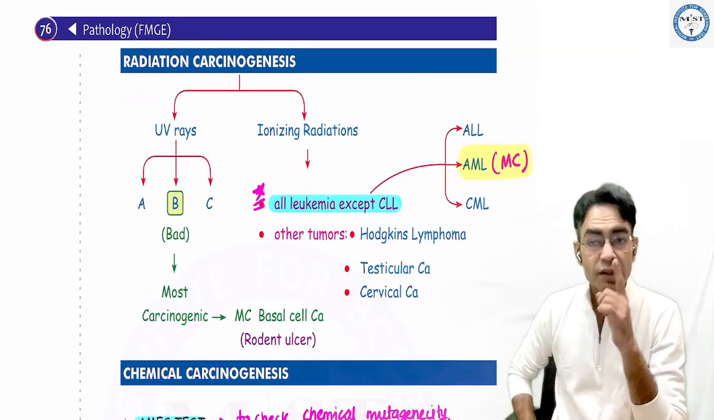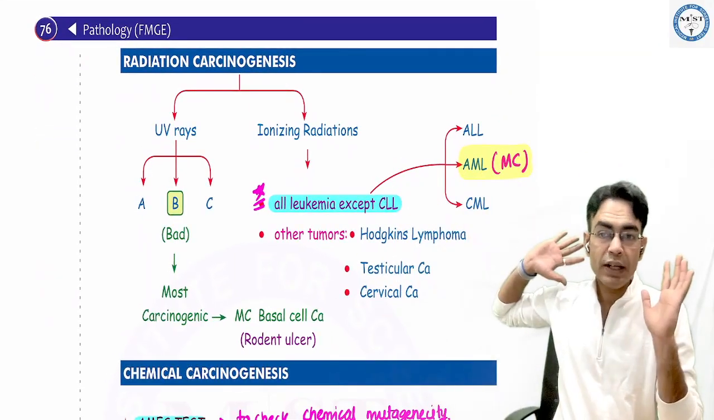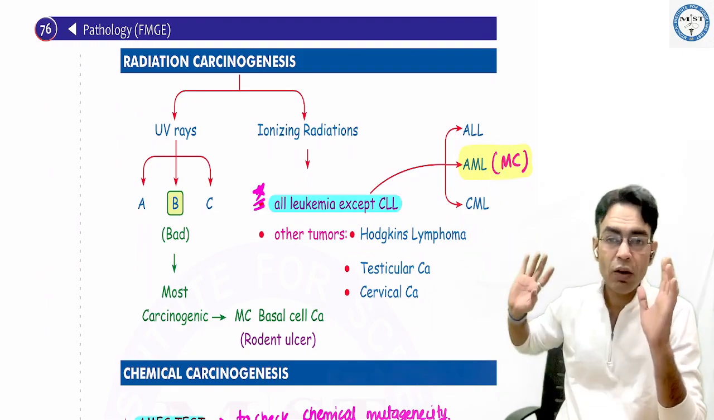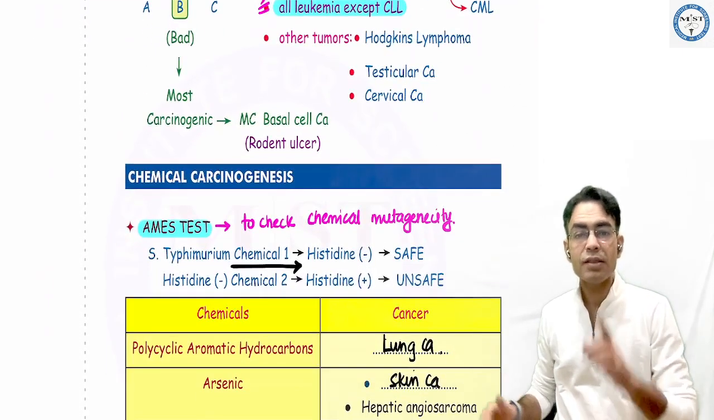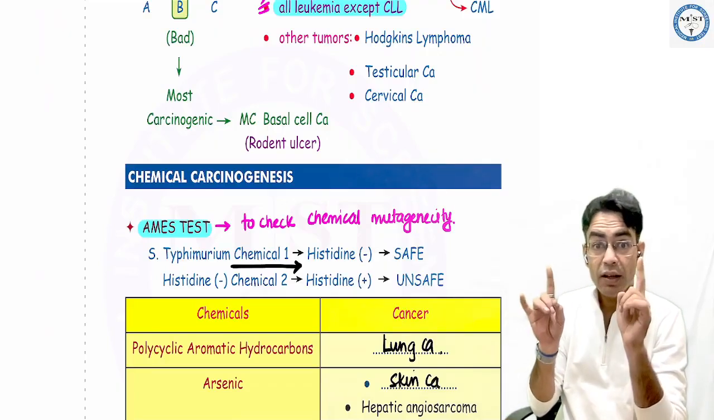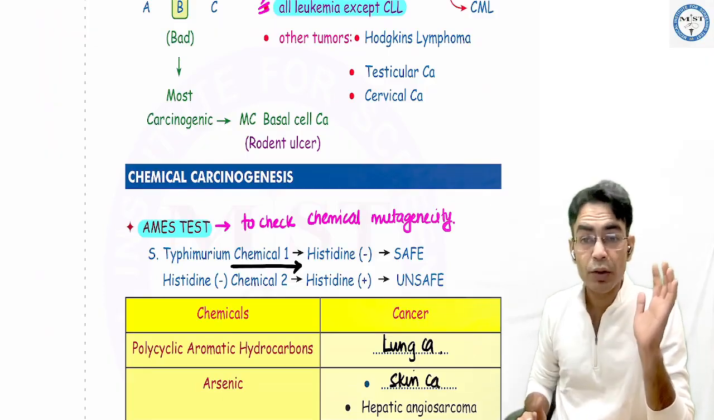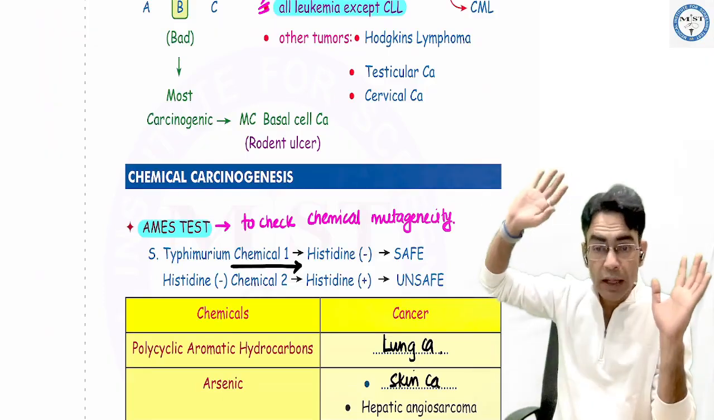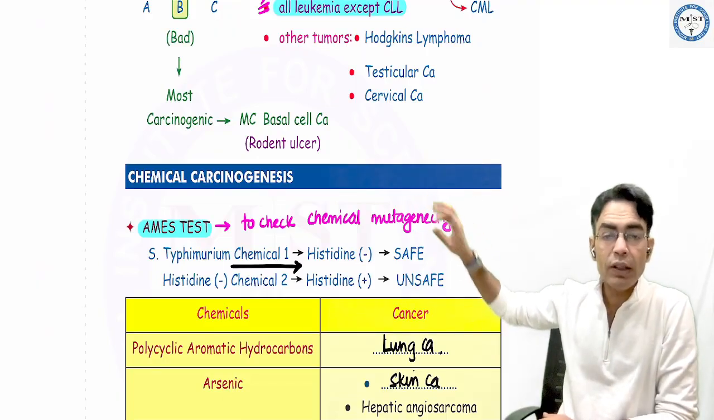Radiation carcinogenesis: CLL will not be caused by radiation. Every other leukemia can be caused, most commonly AML. Chemical carcinogenesis: the Ames test checks chemical mutagenesis, not carcinogenesis. The Ames test is just to see whether the chemical has the potential to even cause a mutation, let alone cancer development. We are not talking about that, we only have to look at the chemical's mutagenic potential.